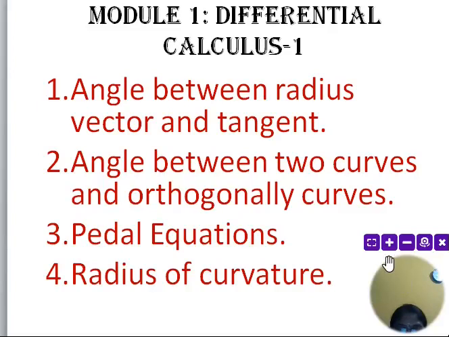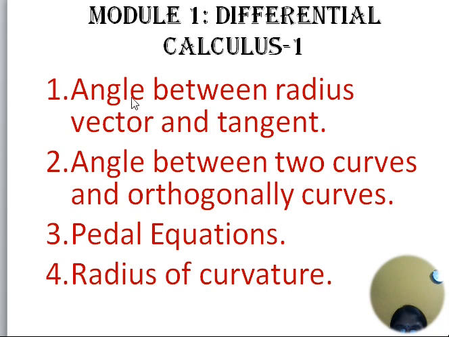Students, let us learn about Module 1 Differential Calculus 1. So Module 1 consists of these four concepts. First one being angle between radius vector and tangent. Second one is angle between two curves and orthogonal curves. The third one is pedal equation. And the fourth one is radius of curvature.